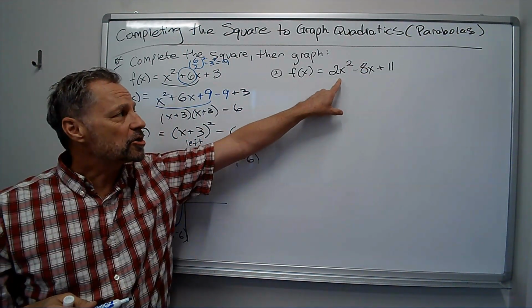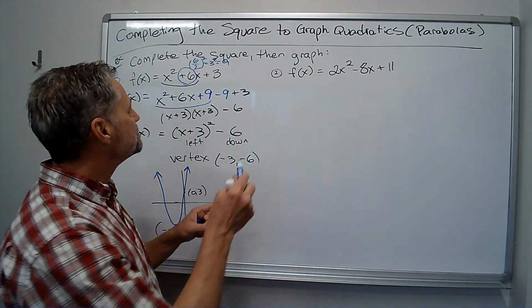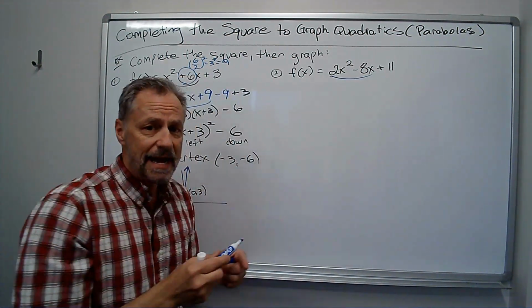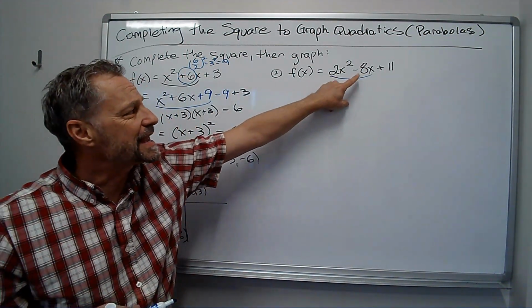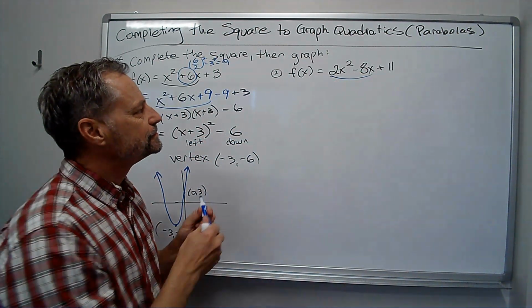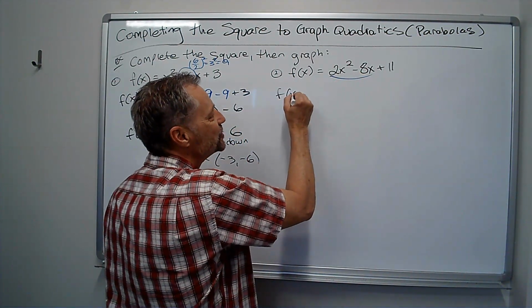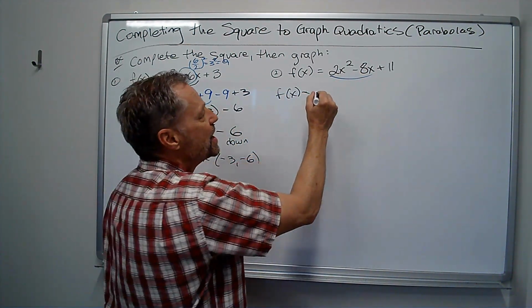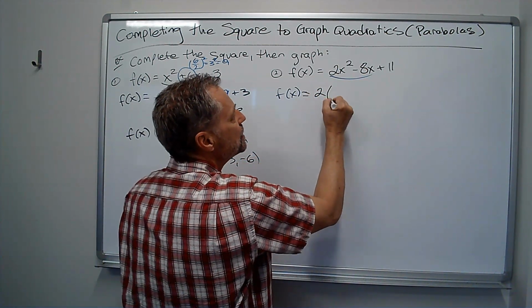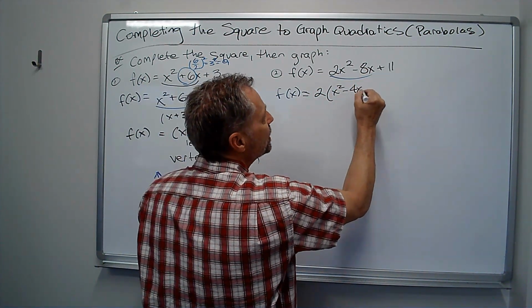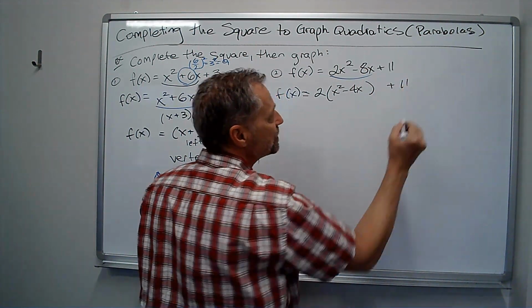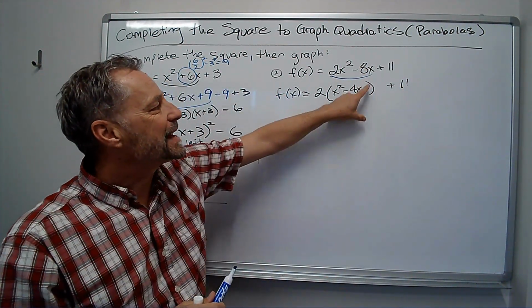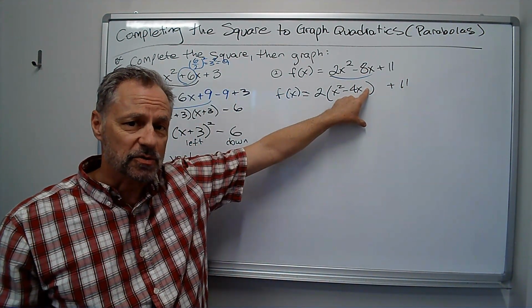All right. This one's a little bit hard because I've got that 2. Remember, I'm just looking at this piece right now. The problem is I have that 2, so I can't just take half of that and square it. What I have to do is factor the 2 out. So I'm going to factor out the 2. It'll leave me with x squared minus 4x. And I still have this plus 11 out here. But I want to add something there to make it a perfect square.